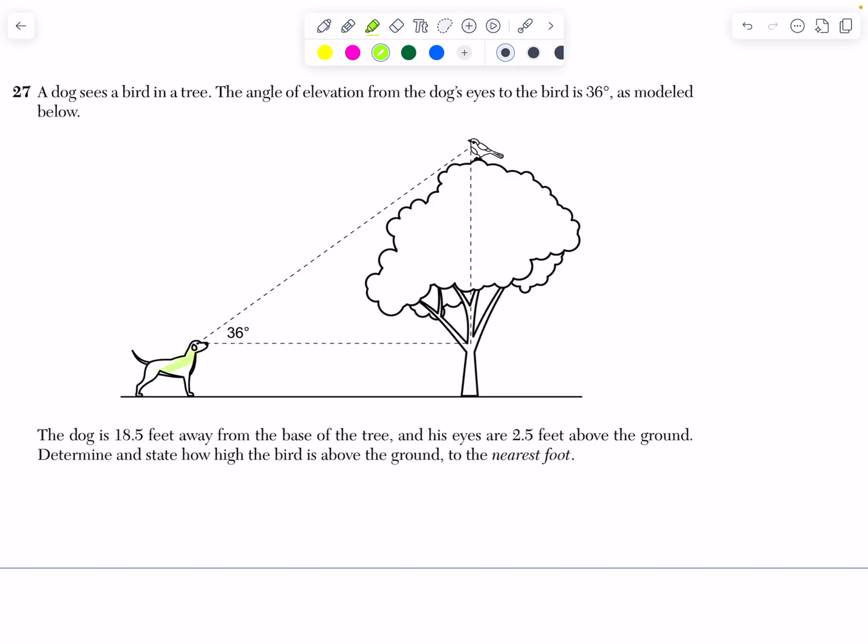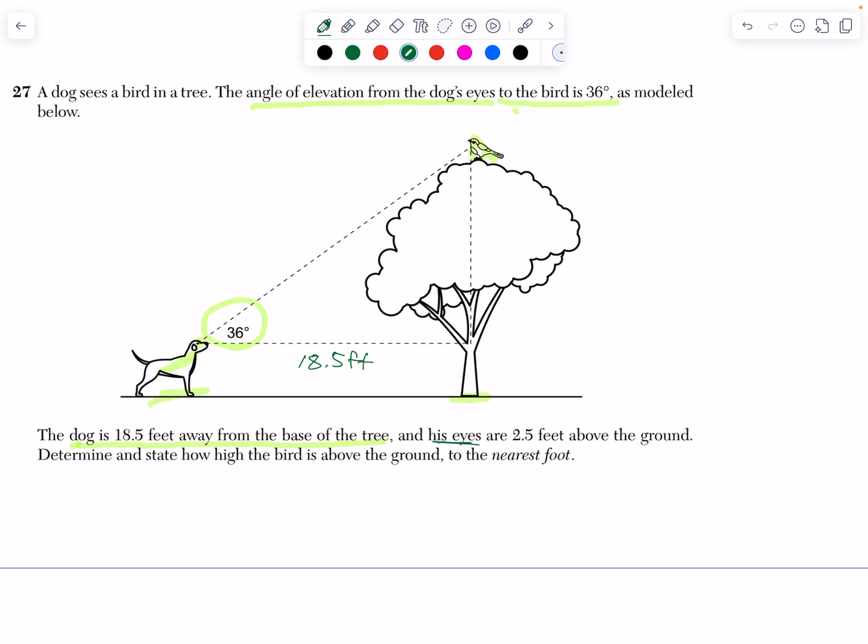So here's a dog that sees the bird in a tree. The angle of elevation from the dog's eyes, so this is the eyes, to the bird is 36 degrees, okay? As modeled below. The dog is 18.5 feet from the base of the tree. So this is the base of the tree. The dog is 18.5 feet away. So let's write 18.5 feet away from the base of the tree.